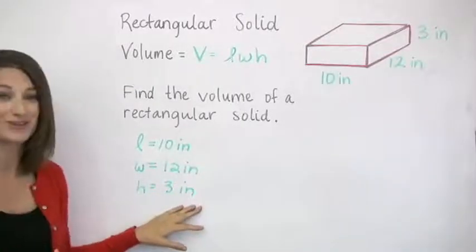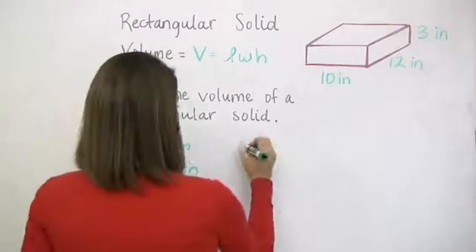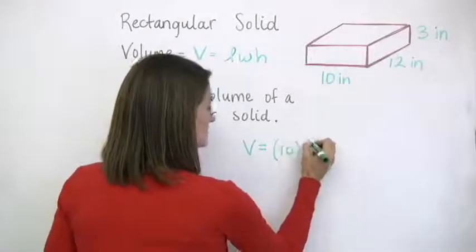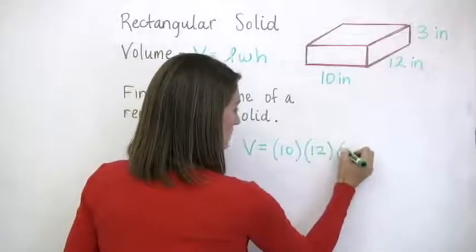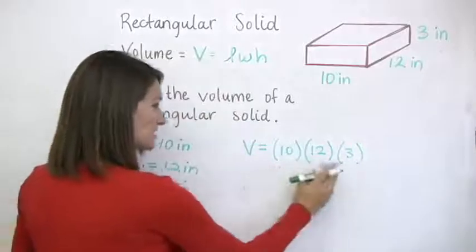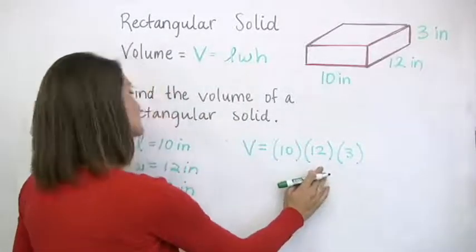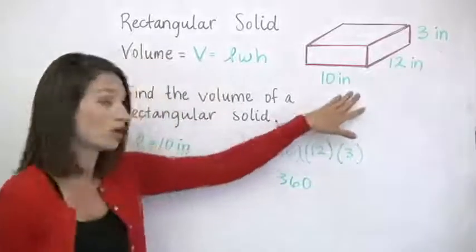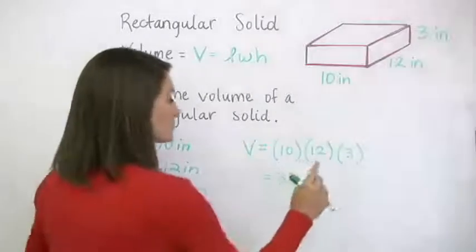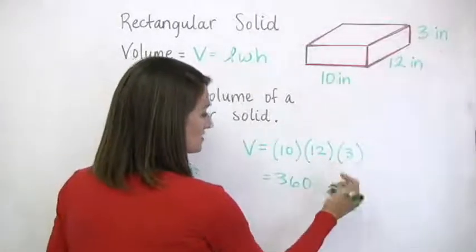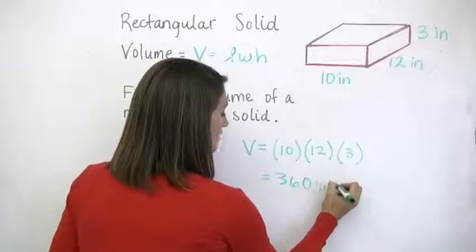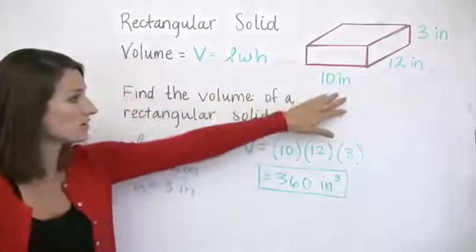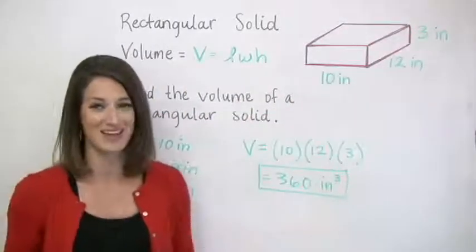So let's plug these values into our formula and see what we get. We have volume is equal to length times width times height, which is 10 times 12 times 3. This product gives us 3 times 12, which is 36, times 10, which is 360. Looking back at our example, our units are in inches, and if we multiply inches times inches times inches, our answer units are going to be inches cubed. So the volume of this rectangular solid is 360 cubic inches.